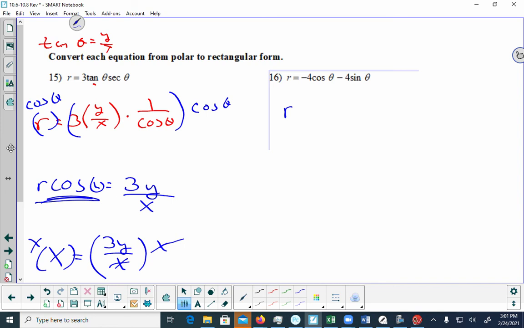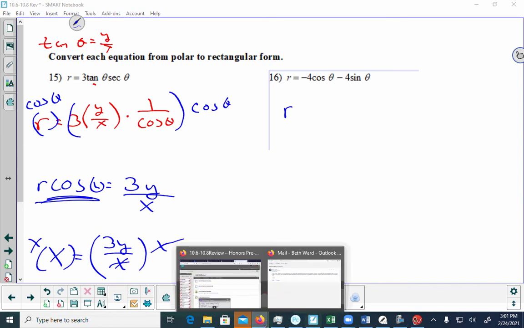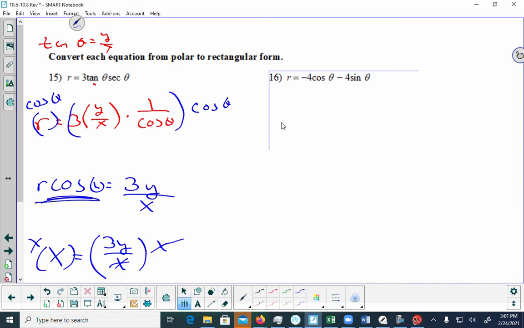I have to somehow get rid of my r's, and I'm going to ask myself, well, what's the best way to do it? I can either square that r, or I can multiply both sides by r. And seeing how I have trig functions on the other side, I'm probably going to decide to multiply both sides by r. So r times r will be r squared, and then this will be equal to negative 4r cosine theta minus 4r sine theta.